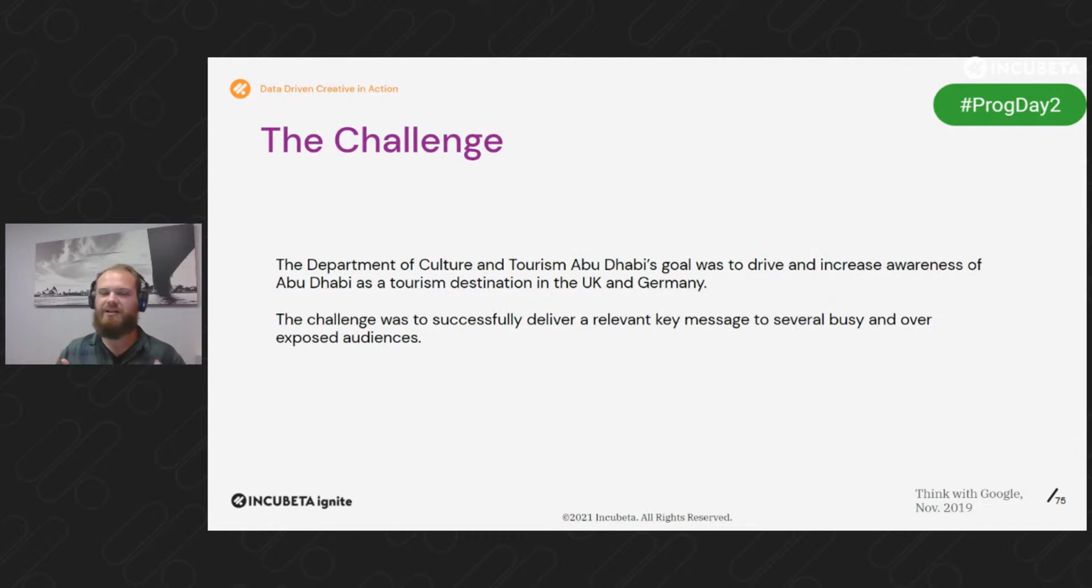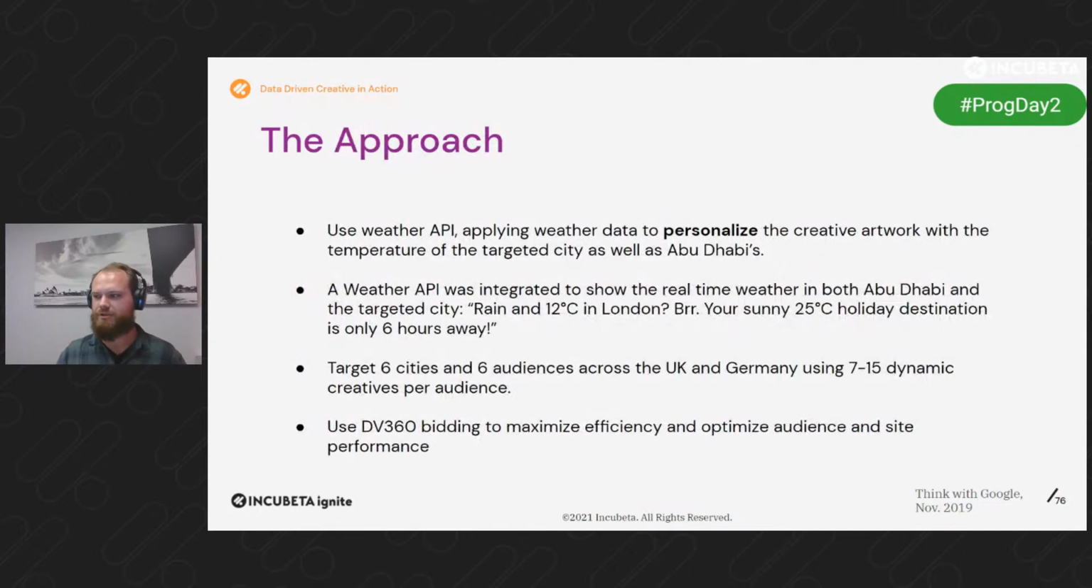And they develop some level of banner blindness. So how do we reach through that? How do we have unique creatives that are going to speak to our users, not only on a fresh creative level, but also on a personalization level? So the approach here was to use a weather API. So applying weather data to personalize the creative and the artwork, as well as personalize the text on there.